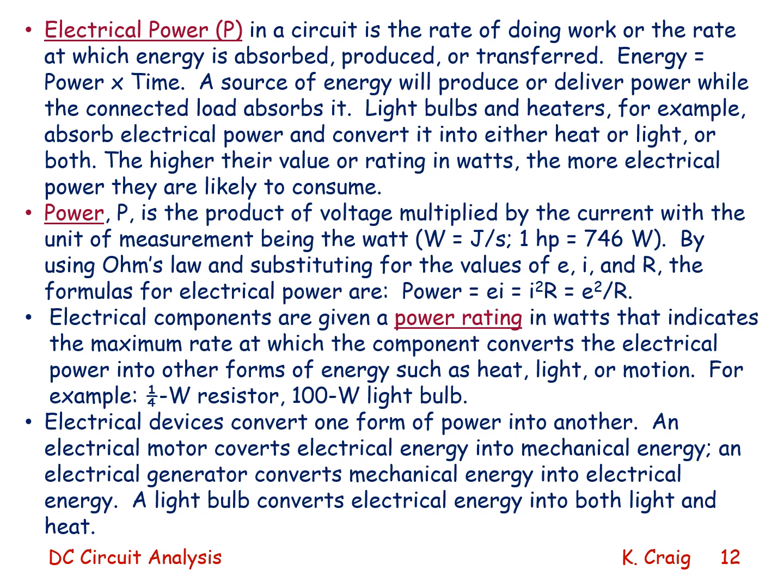Electrical devices convert one form of power into another. An electrical motor converts electrical energy into mechanical energy. An electrical generator converts mechanical energy into electrical energy. A light bulb converts electrical energy into both light and heat.